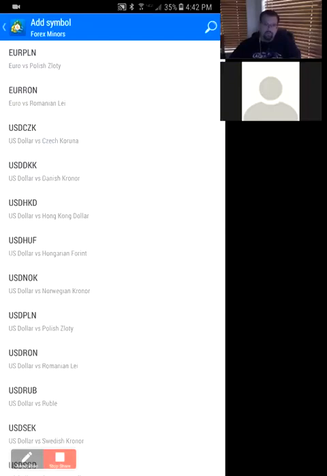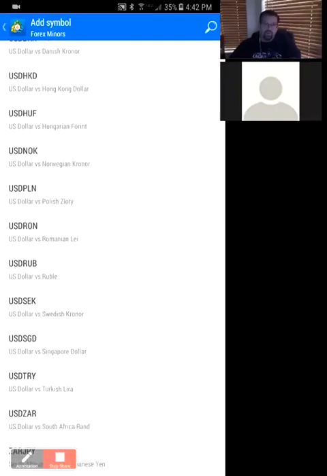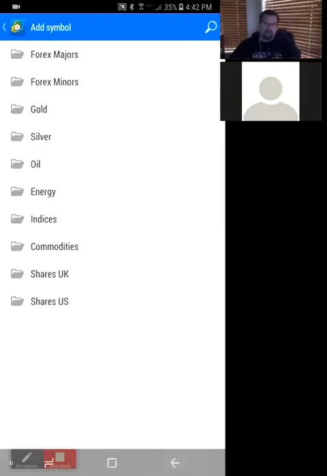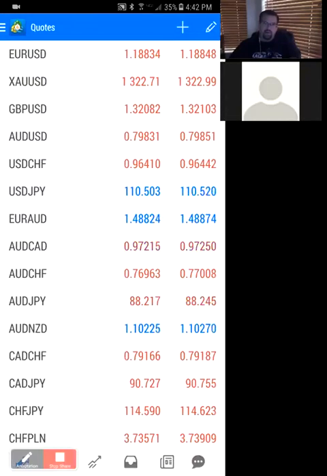Scroll down. What are we doing by clicking on them? I'll show you in a second. Scroll down all the way. Now just click back on the very top. Click back again. Now you have pairs to trade. Before, you only had the majors in there. You didn't have any of the minors. The euro odd is considered a minor.